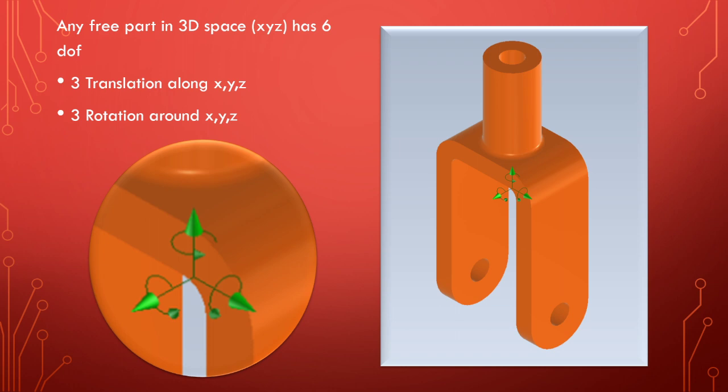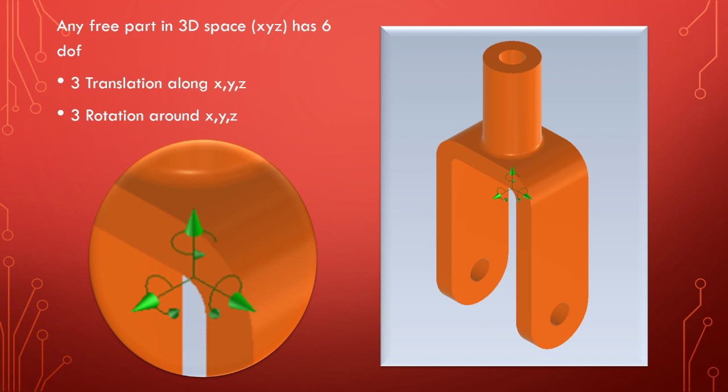Inventor shows our degree of freedom sign here. We can see it. If we have green Z, it means our part can translate along Z. Green X means that our part can translate along X. And the same way for the Y-axis, it can translate along Y. And we have 3 rotations around Z, around X, and around Y. So this object is free in space.